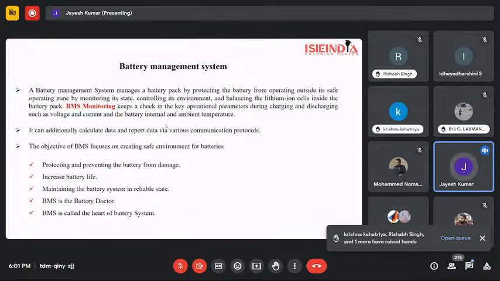So battery management system, from the name it only indicates that it is about managing the battery system: voltage, current, and temperature also. And you can see that whatever the hardware connections of the circuit, they are the responsibility of the BMS system only for the battery pack. It is also called a battery doctor or the heart part of the battery system.